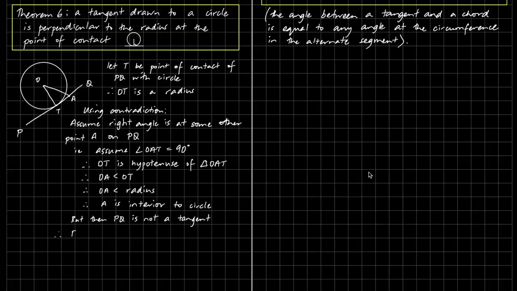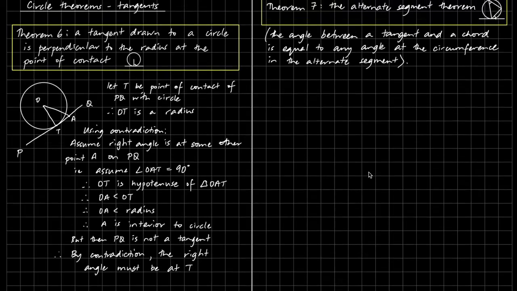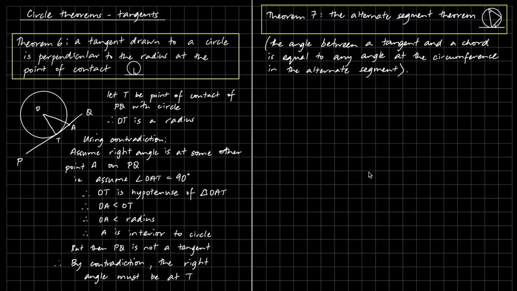So therefore, by contradiction, the right angle must not be at A, the right angle must be at T. So we're going to get that same contradiction if we pick A to be at any other point other than at point T. Alright, so yeah, slightly different proof on that one.